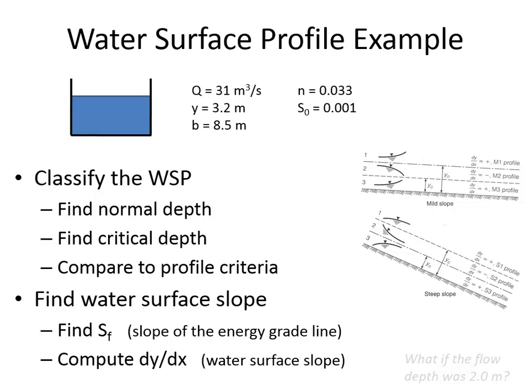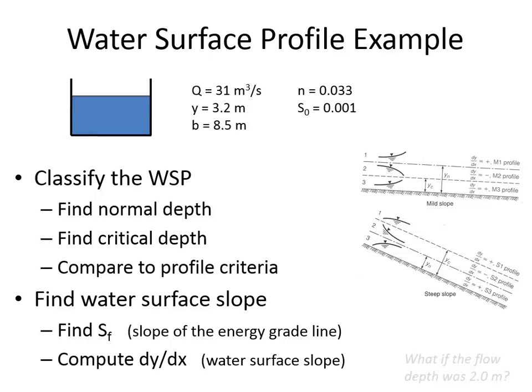We're also going to need to know the Froude number in order to calculate dy dx. And the Froude number equation is Q squared times T divided by g times area cubed. And that gives us Froude number squared. Sometimes I'll take the square root of this, but in the equation for dy dx, it actually uses Froude number squared. So I'm just going to calculate that quantity directly.